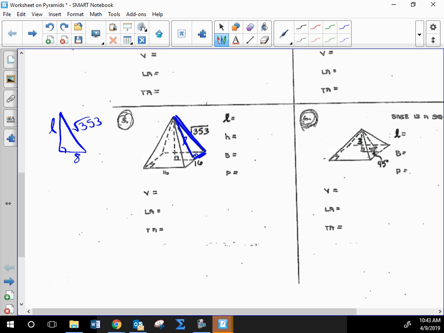64 plus L. Isn't that the slant height? The root 353 is our edge. It's where the faces come together.